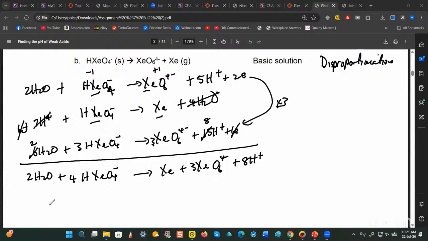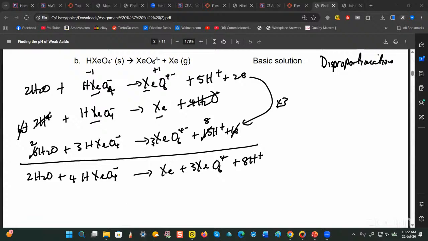But of course, again, we check to make sure that everything is balanced. So let's do that now. Starting with the hydrogens, we have 4 hydrogens here plus 4 here, so that's 8. That balances with the 8 on this side. We have 2 oxygens, 4 times 4 is 16 plus 2, that's 18 on the left side. And then on the right side, we have 3 times 6, that's 18. So the oxygens are balanced. And then we have 3 plus 1, 4 xenons. And then as far as the charges are concerned, we have a total of 4 negative charges on the left side. And on the right side, we have -12 plus 8, that's -4. So therefore, the charges are balanced.